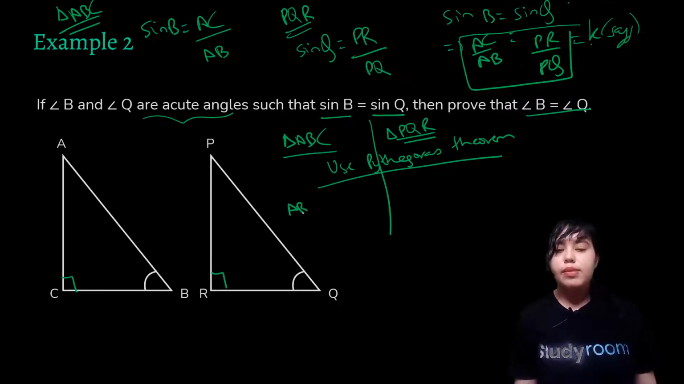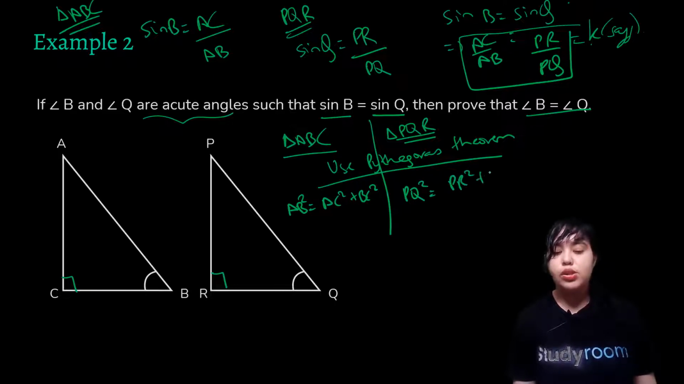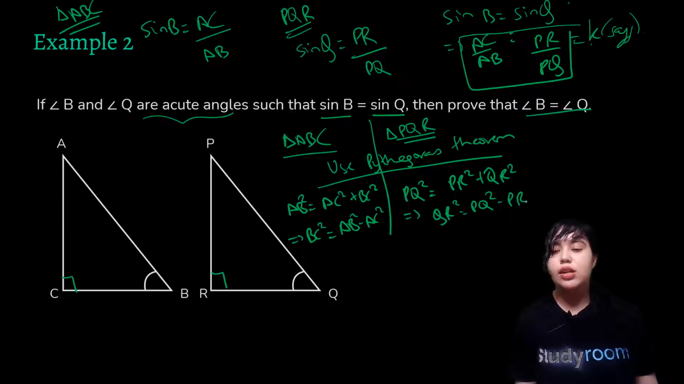So here AB square, which is the hypotenuse square, is equal to AC square plus BC square, and here I can write PQ square, which is the hypotenuse square, is equal to PR square plus QR square. Now if you make BC square the subject, you get AB square minus AC square. Similarly here you take QR square, that will be PQ square minus PR square. Take square root on both sides. Obviously you have to take the positive root only, distance can never be negative. So this is what you get for BC and QR.